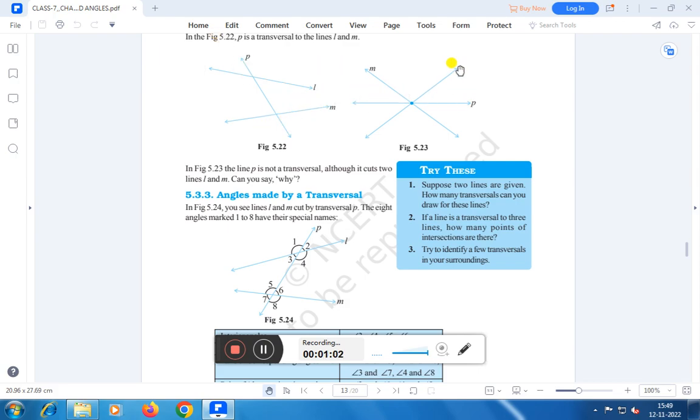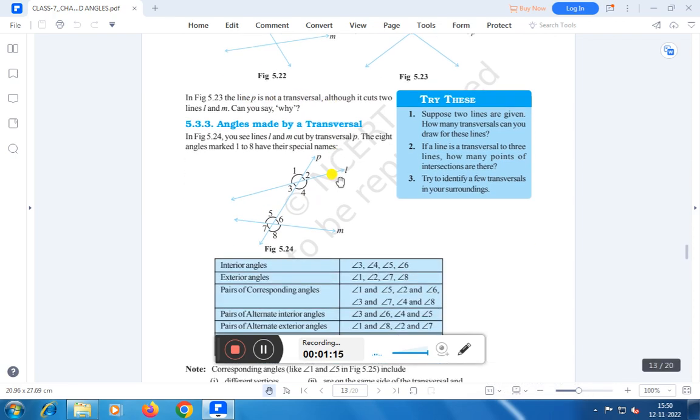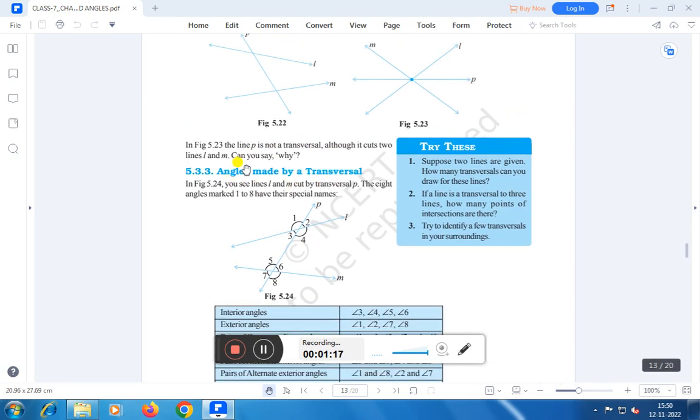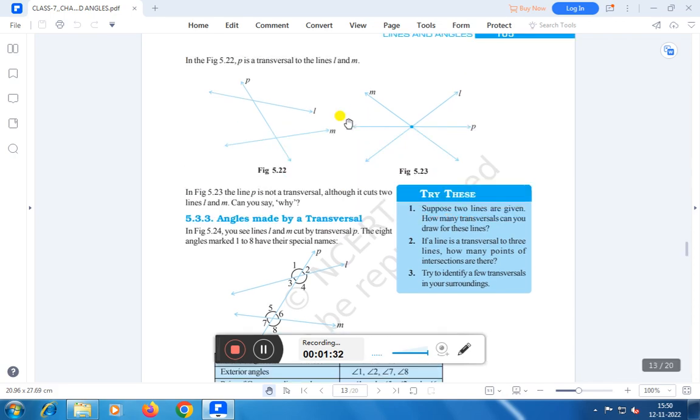Here also, L and M are the lines, and P is the transversal. Now the line P is not a transversal although it cuts two lines L and M. Can you say why? In figure 5.23, the line P is not a transversal, although it cuts the two lines L and M at one point, right?